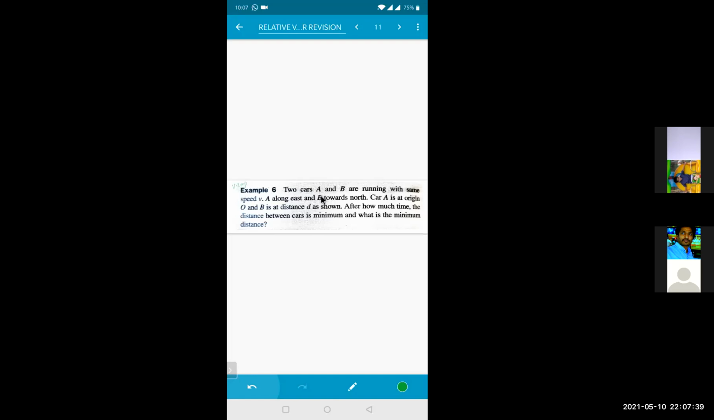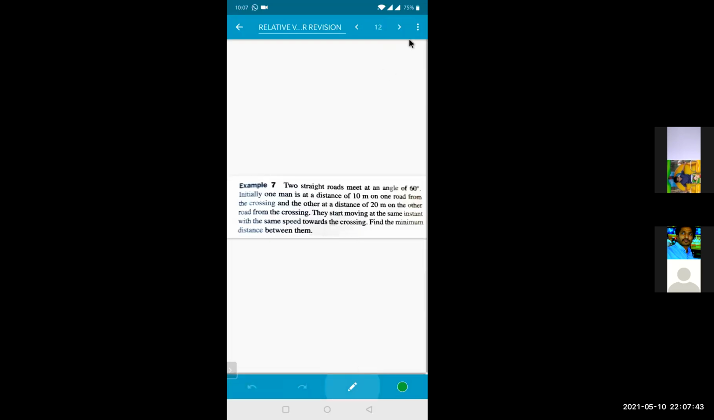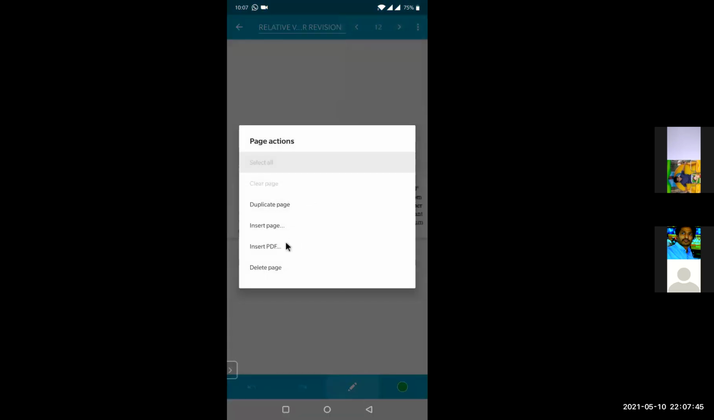First try to read the question right now. So two cars A and B are moving. So these are the cars right now. I can write here. This is your y-axis, this is your x-axis. So this is your east, this is your west, this is your north, and this is your south.